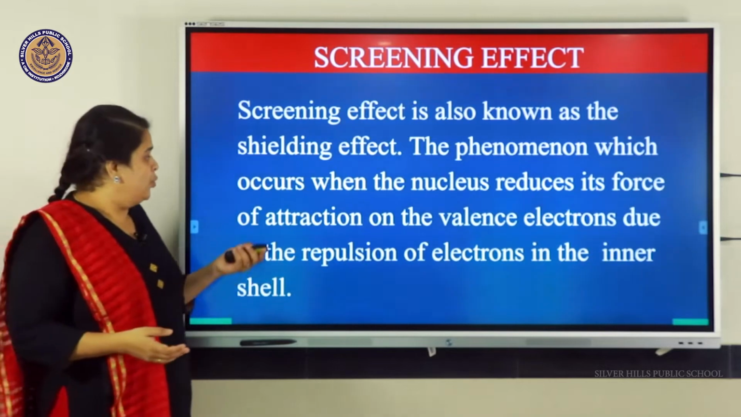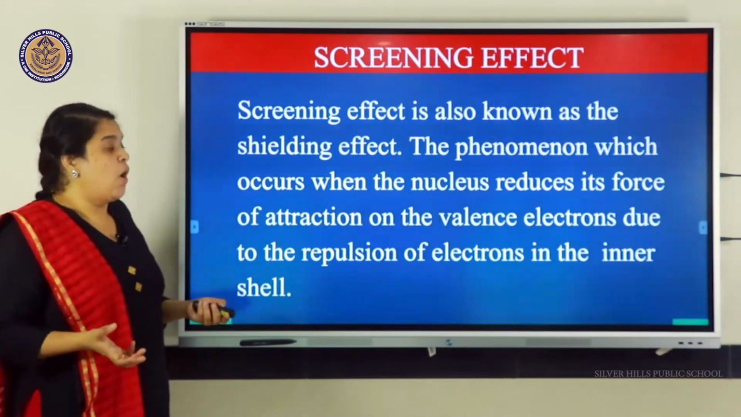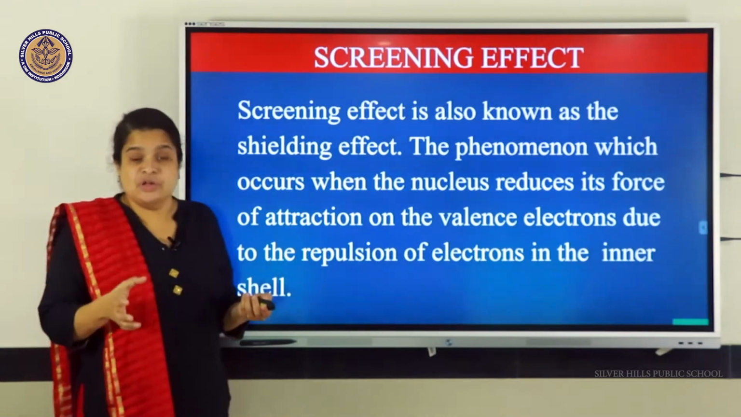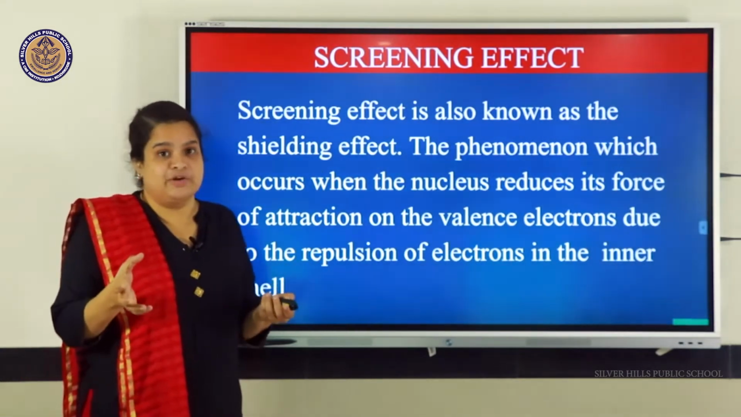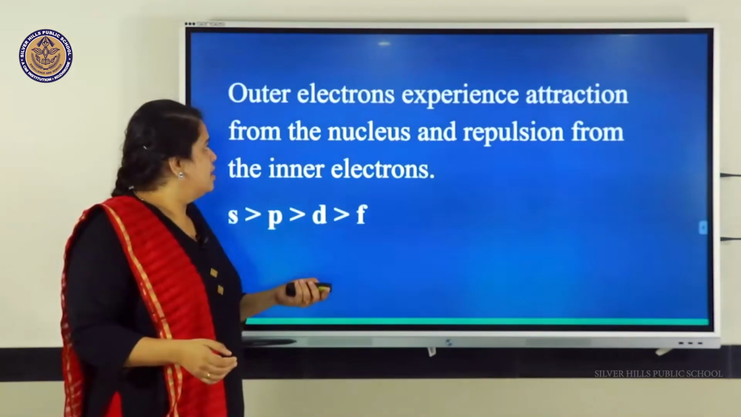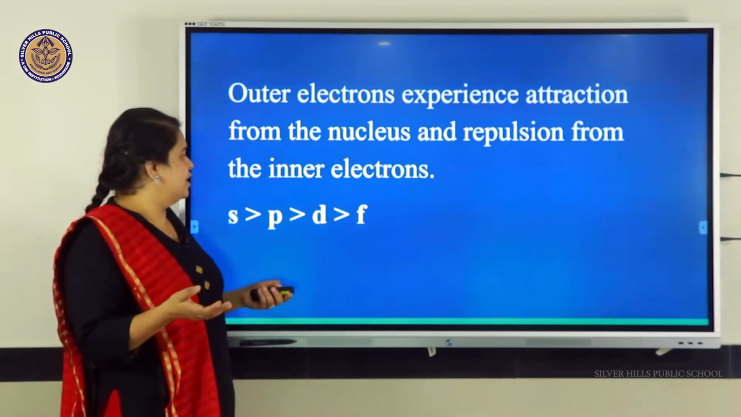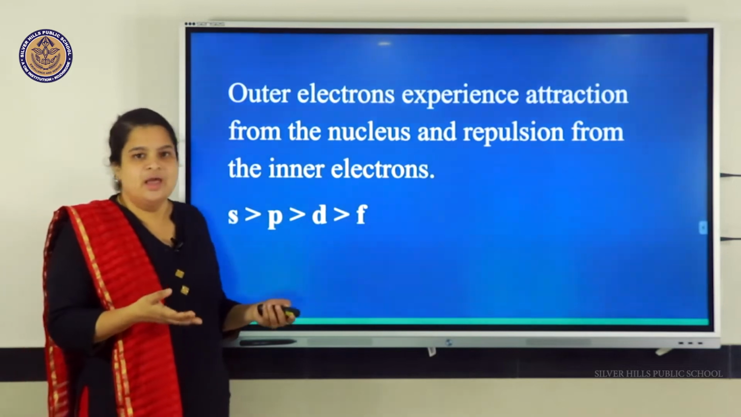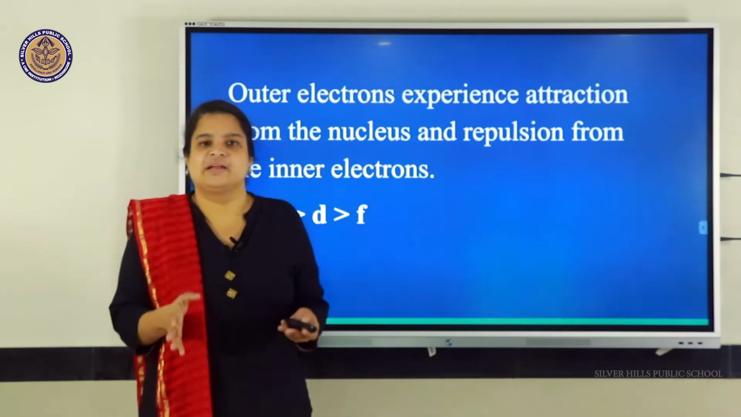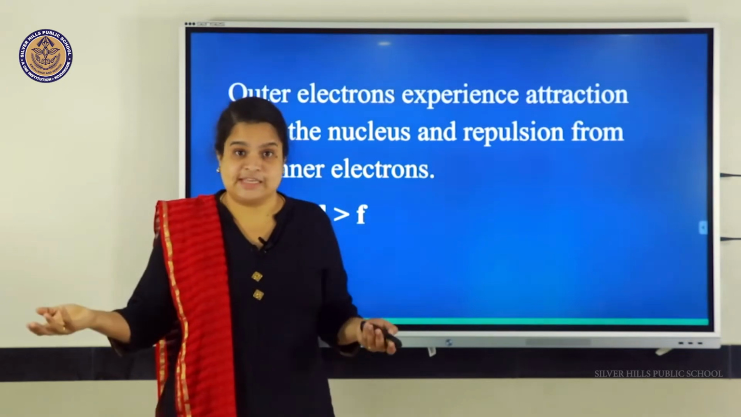The phenomenon which occurs when the nucleus reduces its force of attraction on the valence electrons due to repulsion of electrons in the inner shell. Actually, for the shielding effect, the inner shell plays the main role. They are not allowing, they are shielding. Outer electrons experience attraction from the nucleus and repulsion from the inner electrons. Just see, the outer electrons have an attractive force towards the nucleus, but the inner electrons are acting like bouncers.